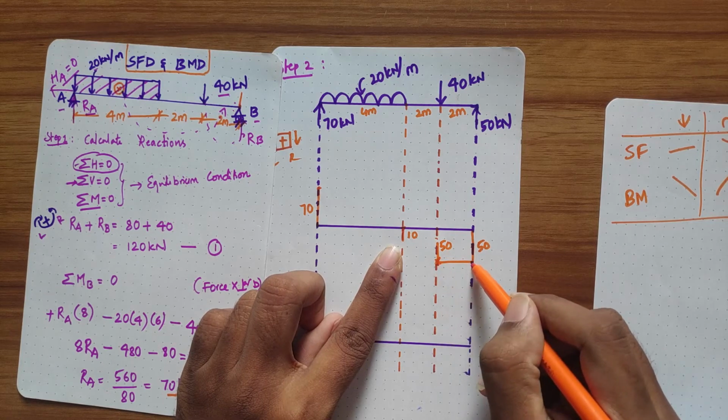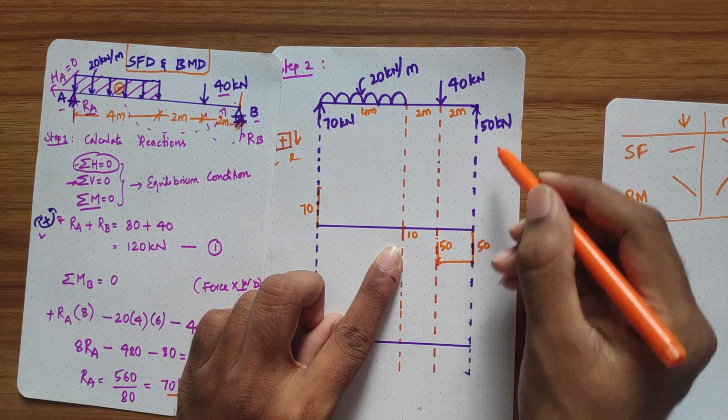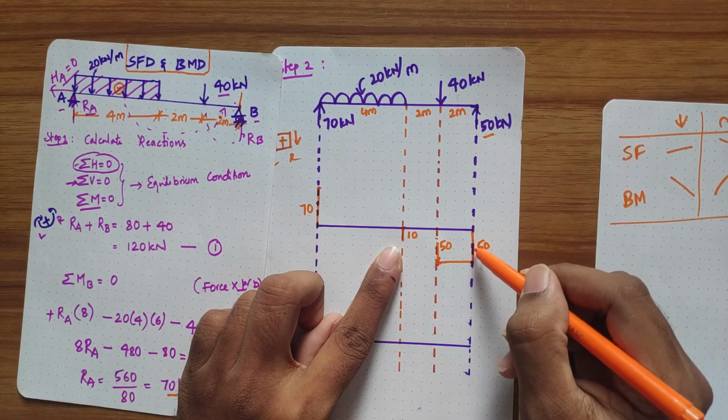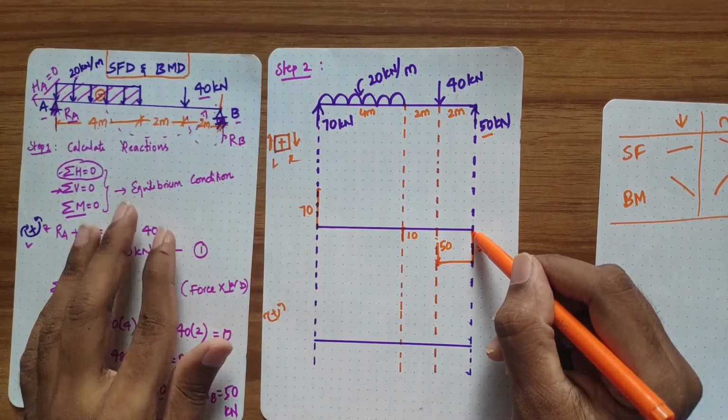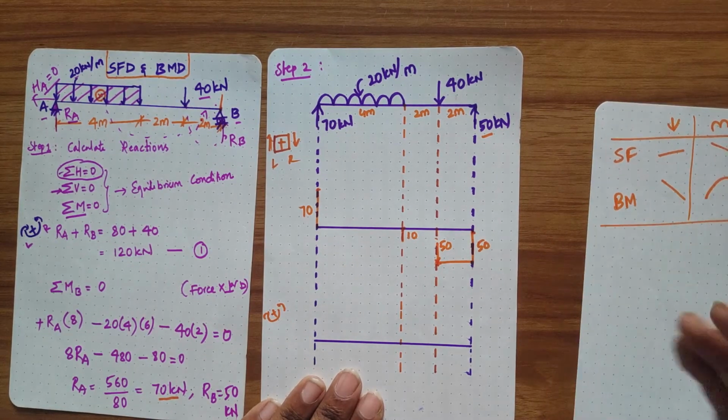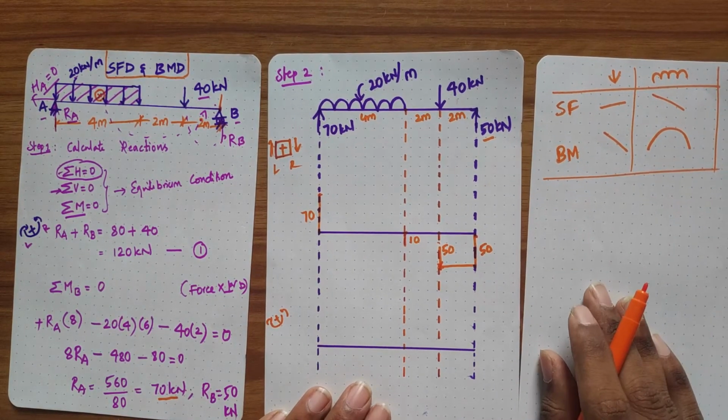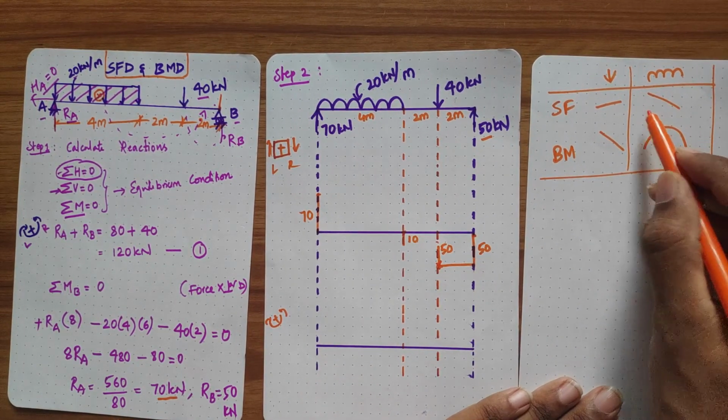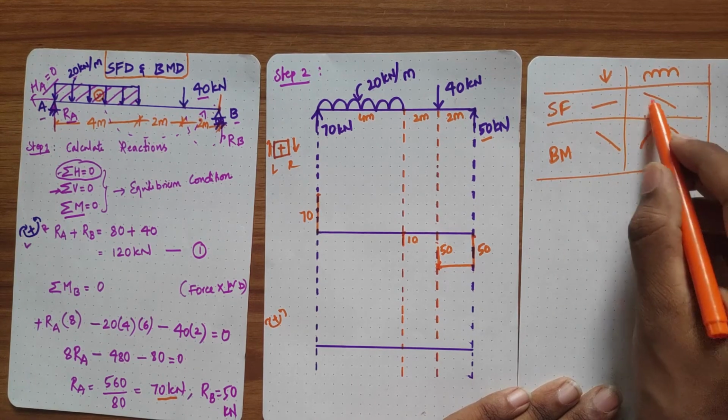Again you will move along like this, and at this point there is an additional 50 load adding. So you add it like this, and the diagram will be closed. Okay, now look at the shape of the diagram. Here for UDL, for shear force, we have an inclined line.